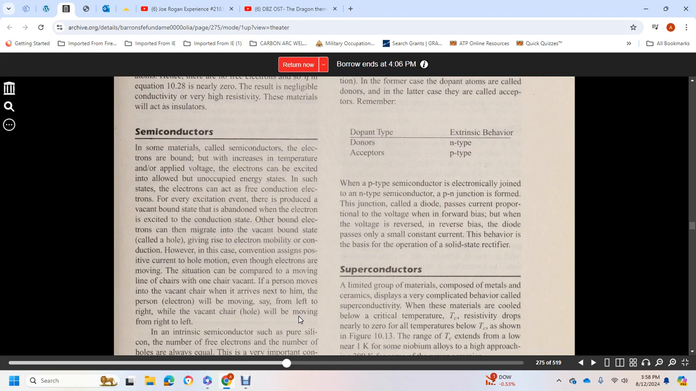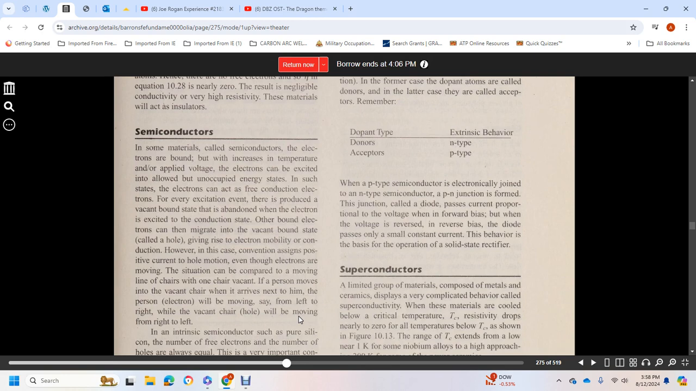In such a state, the electrons can be free conduction electrons after an excitation event. These are produced when a bound electron is excited into the conduction state, and other bound electrons migrate into the vacant bond state, called the hole, giving rise to electronic mobility in the conduction. However, by convention the positive current is assigned to the hole motion.